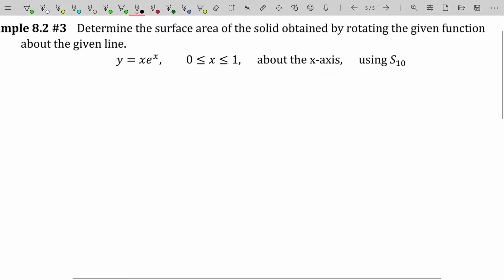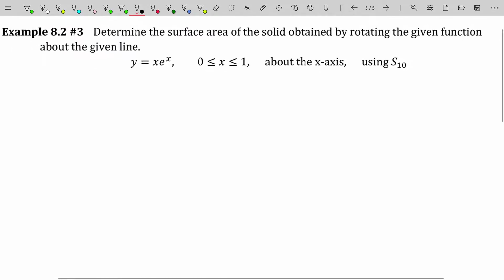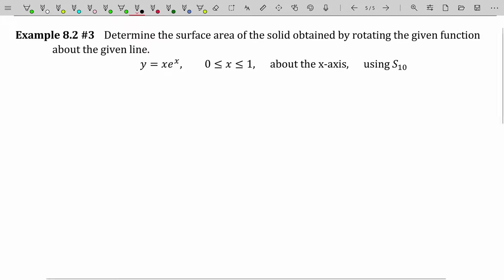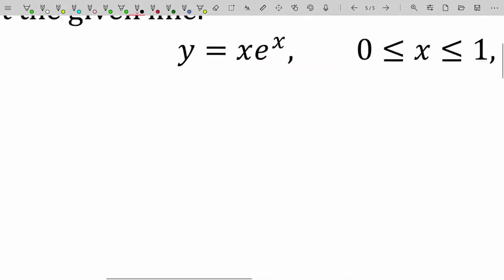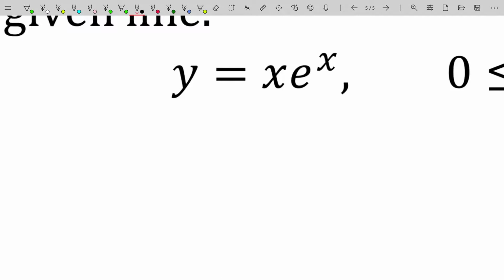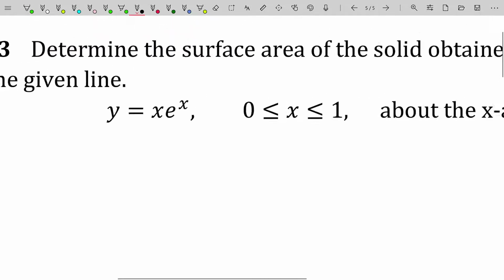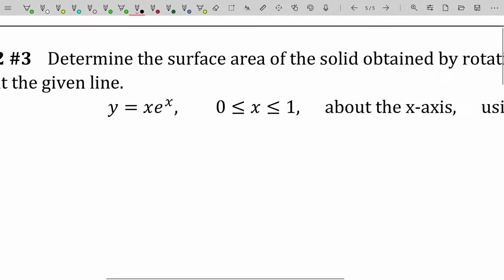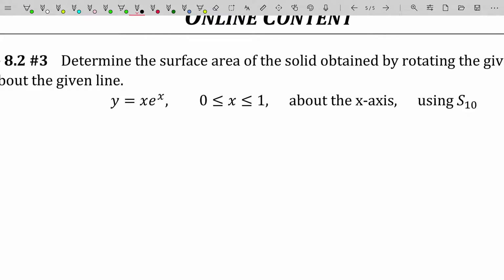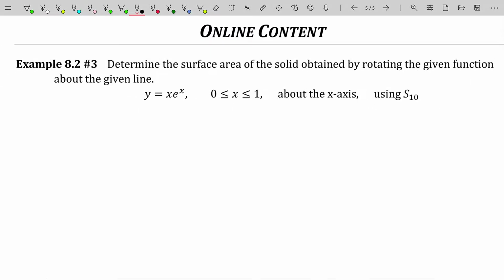Determine the surface area of the solid obtained by rotating the given function about the given line. In this case, the function you're given is y equals x times e to the x. We're doing this from x equals 0 to x equals 1, rotating that about the x-axis. And because surface area usually involves the arc length formula as well, there is a likelihood that you're going to have to use some numerical approximation technique to get an actual answer. Let's showcase this by going ahead and setting this up.